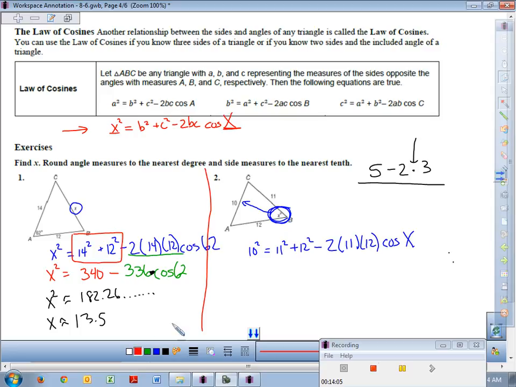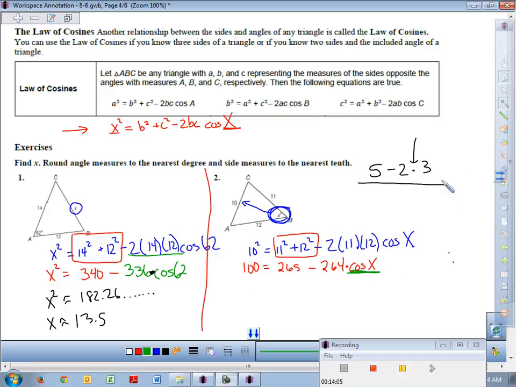So we can do some cleaning up now. 100 will equal, go ahead and punch 11 squared plus 12 squared in your calculator. 11 squared plus 12 squared is 265, minus, take 2 times 11 times 12, and get 264 times the cosine of x. Now, remember, you can't take 265 minus 264 because of this multiplication going on here. It's the order of operations. We want to try to get cosine of x all by itself.